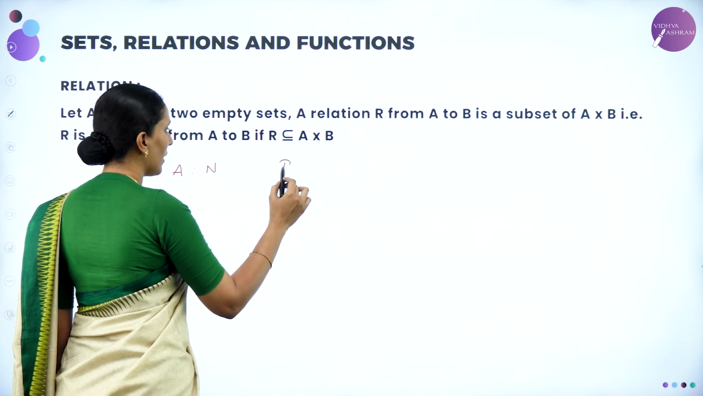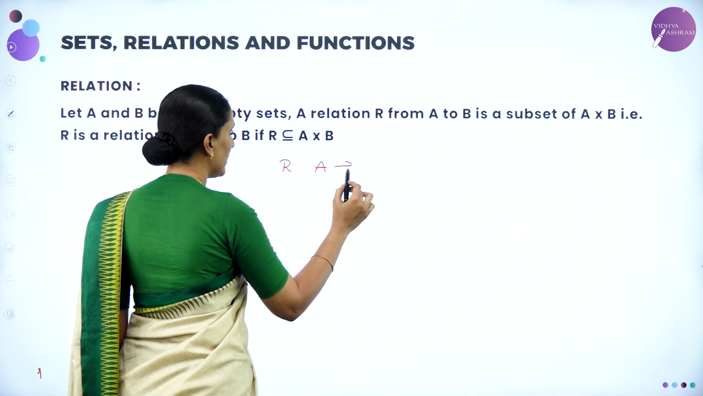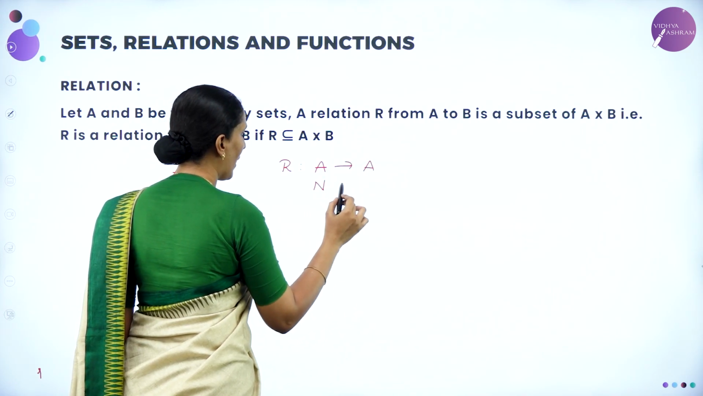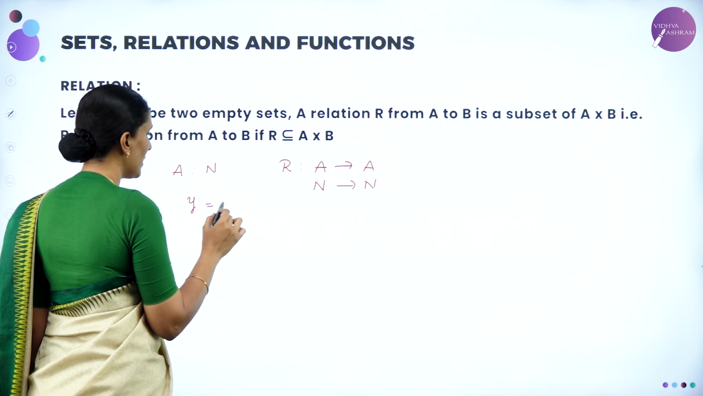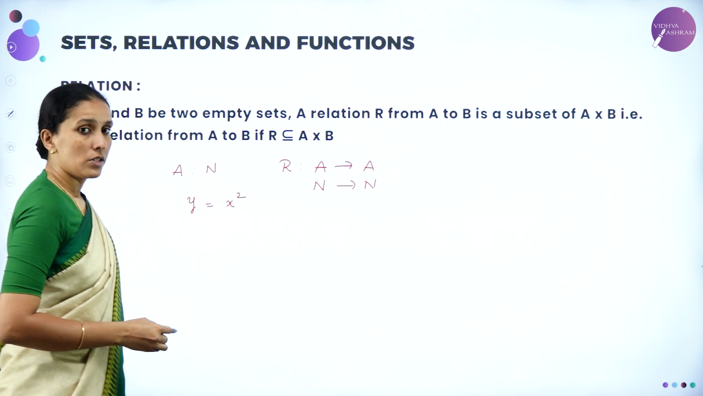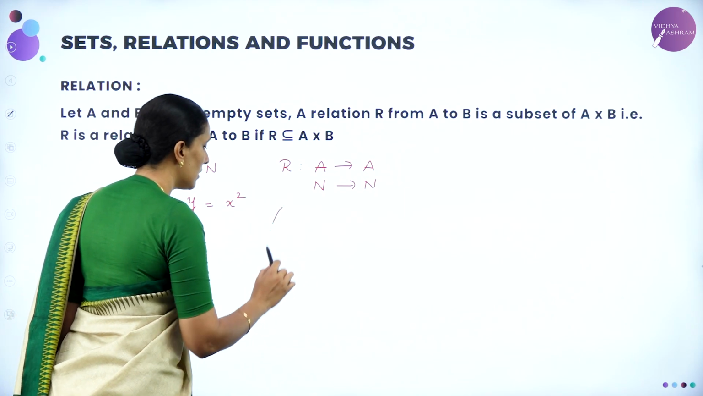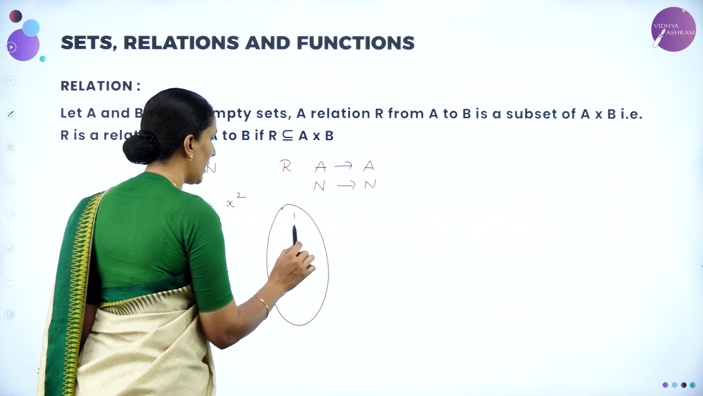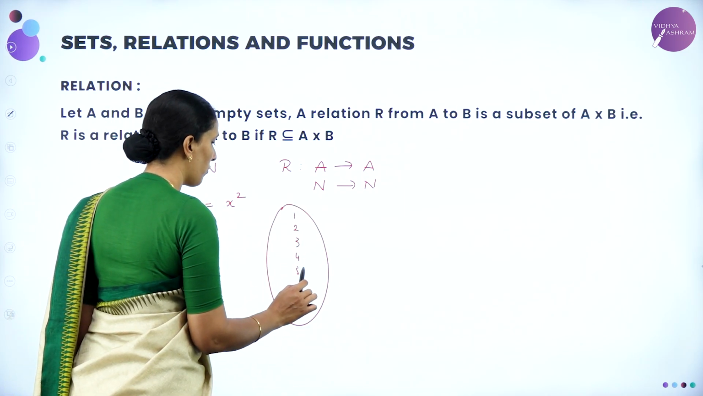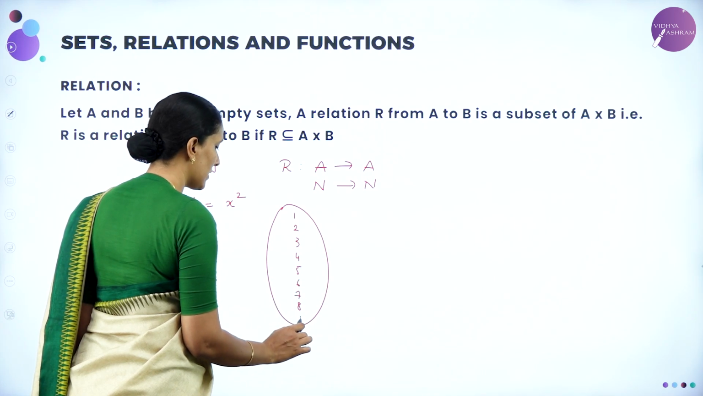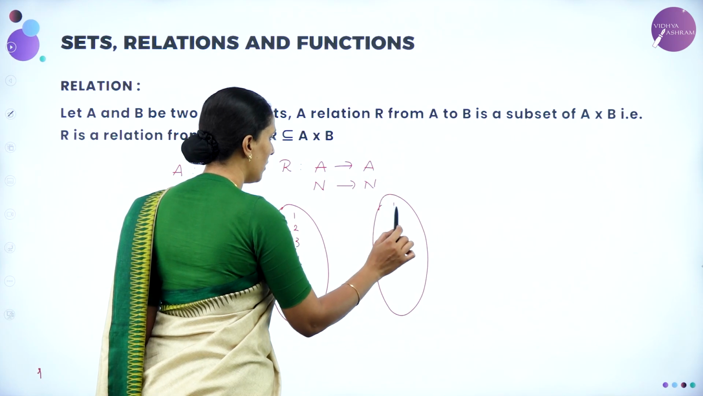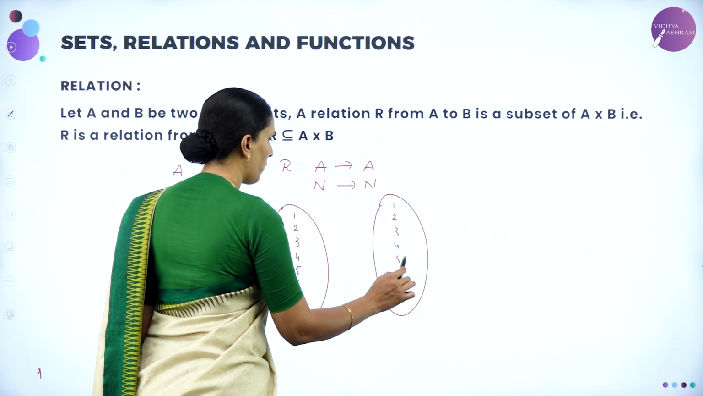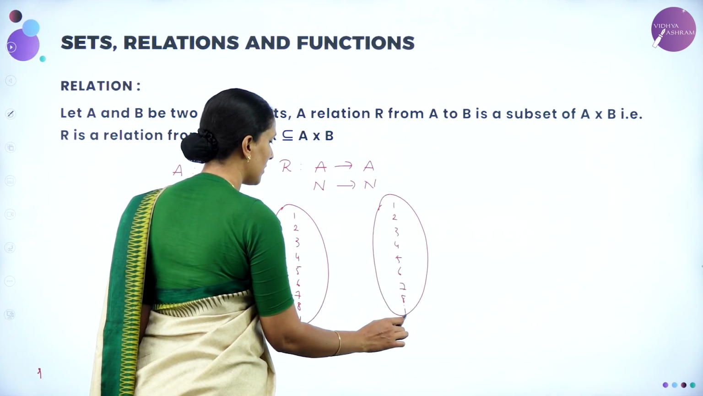Now define a relation from set A to set A. That means set of natural numbers to set of natural numbers in such a way that y is equal to x square. So let me consider a set N which contains 1, 2, 3, 4, 5, 6, 7, 8, etc. And I am defining the relation from N to N again: 1, 2, 3, 4, 5, 6, 7, 8, etc.